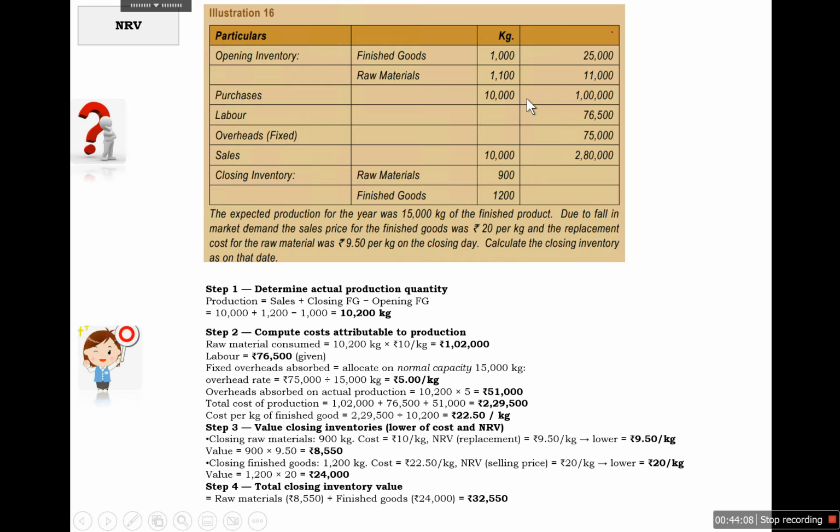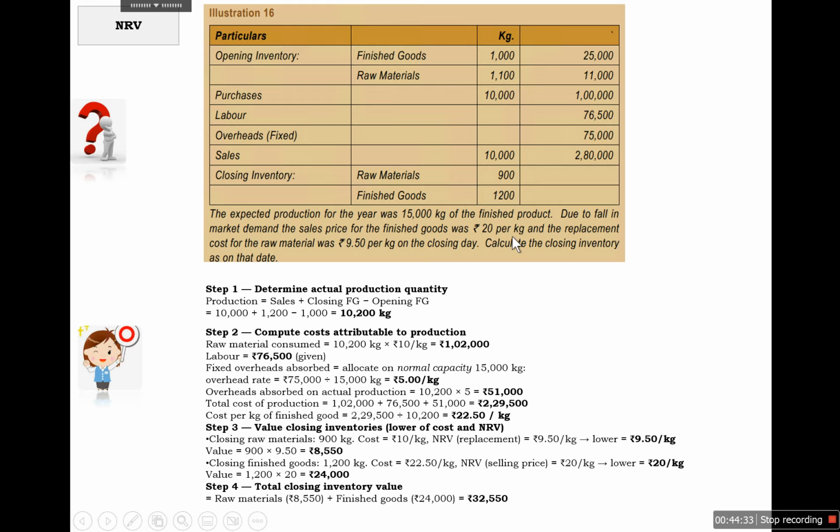So in this case, we have not been given how much we have produced. We are given opening stock of finished goods, closing stock of finished goods, and the units that we have sold, that is 10,000. So we need to calculate the production: sale plus closing stock minus the opening stock. So 10,200 kg is the production quantity.